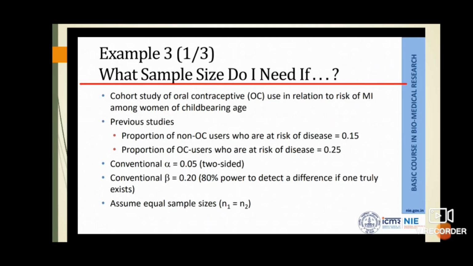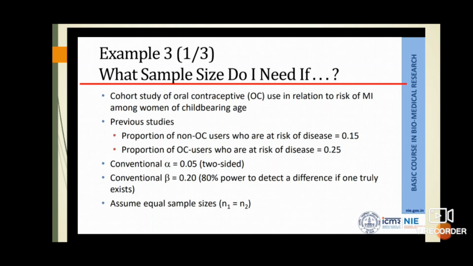And for example, if we are doing a cohort study of OCPs in relation to the risk of myocardial infarction, see how we are going to do it. From the previous study, we come to know that the proportion of non-OCP users having the risk is 0.15 and the proportion of OCP users having the risk is 0.25. This is from the previous study we are getting.